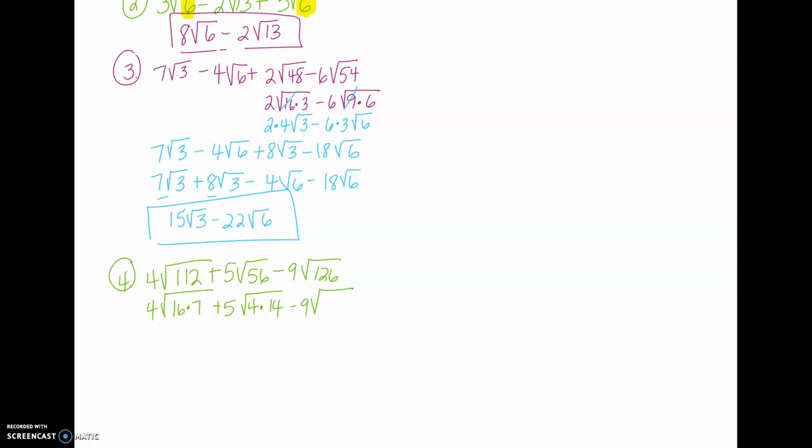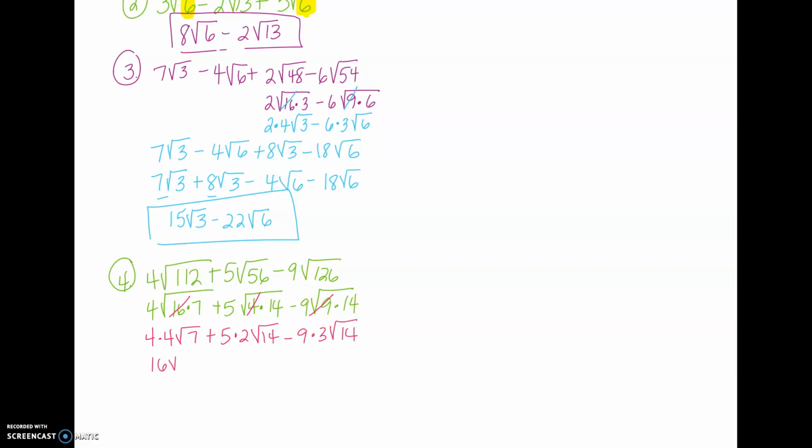126 has a perfect square factor of 9 times 14. All right, so let's clean this up. The square root of 16 is 4, so we get 4 times 4 times the square root of 7 plus 5 times the square root of 4, which is 2, times the square root of 14, minus 9 times the square root of 9, which is 3, times the square root of 14.